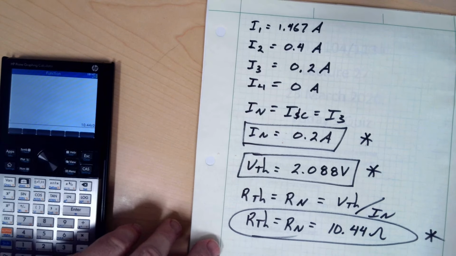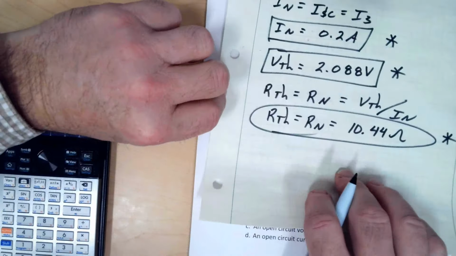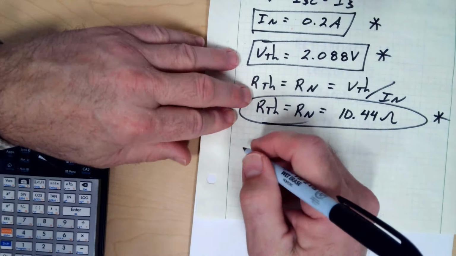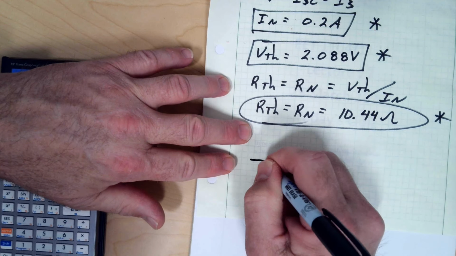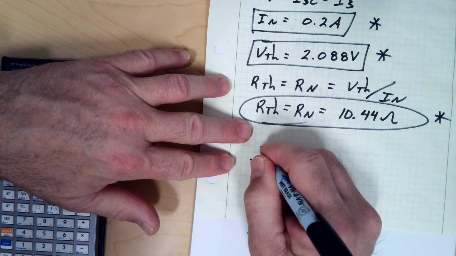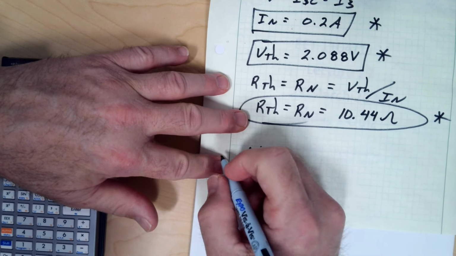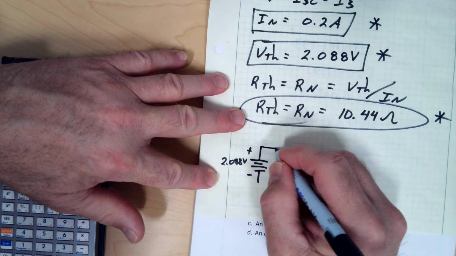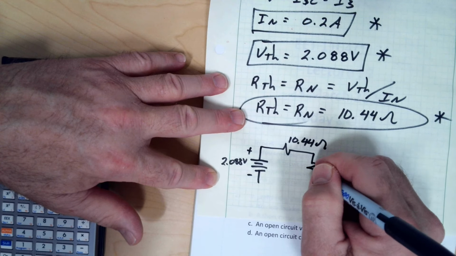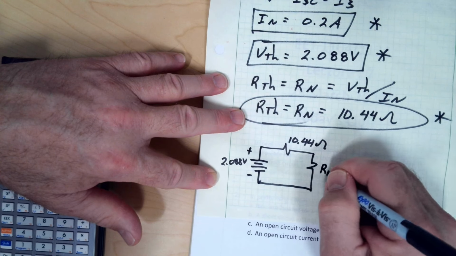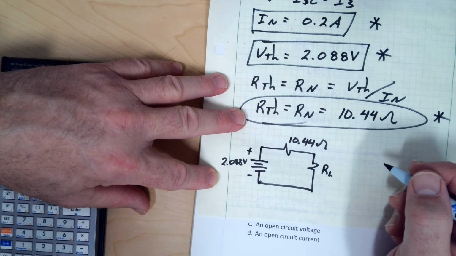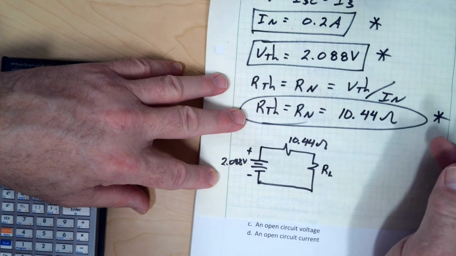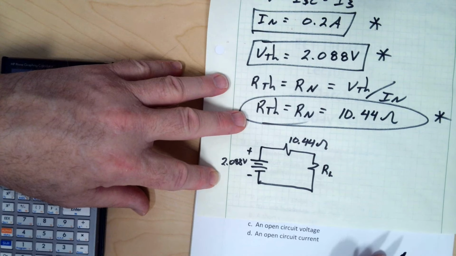Are we finished? Not quite. So, first of all, let's draw our Thevenin circuit. Thevenin circuit would be the Thevenin voltage, which is 2.088 volts, with our Thevenin resistance, which is 10.44 ohms, with our load resistor put back into the circuit, and whatever it is, we didn't worry about it because that's not important as far as finding the Thevenin circuit is concerned. So there's our Thevenin circuit.